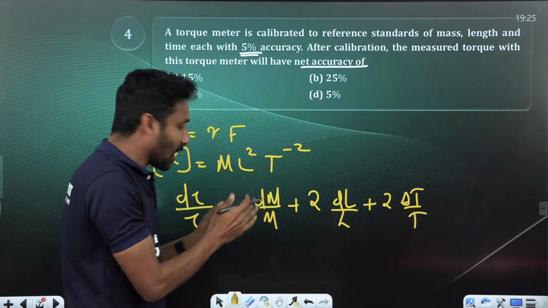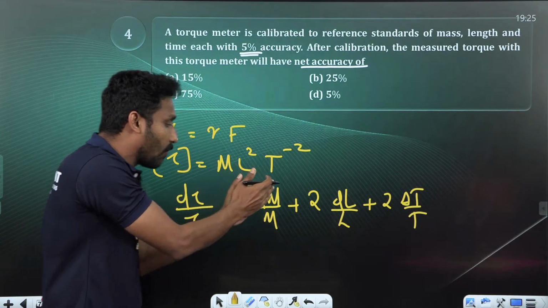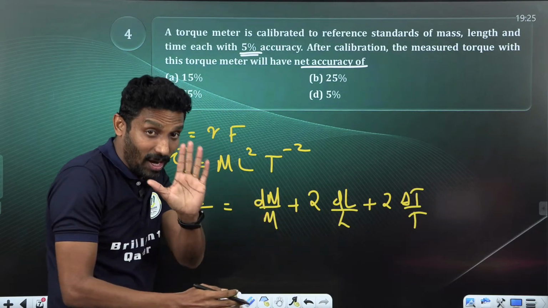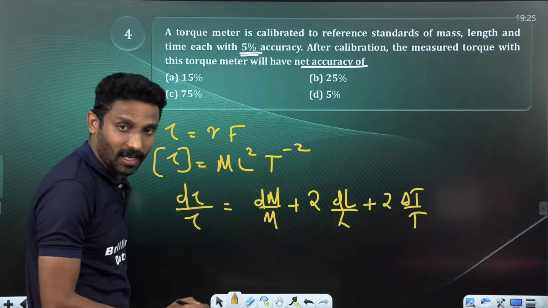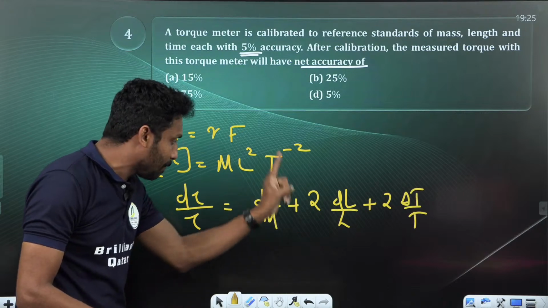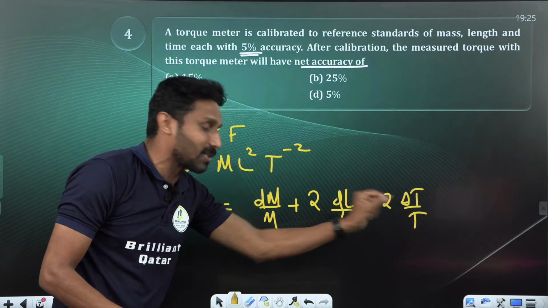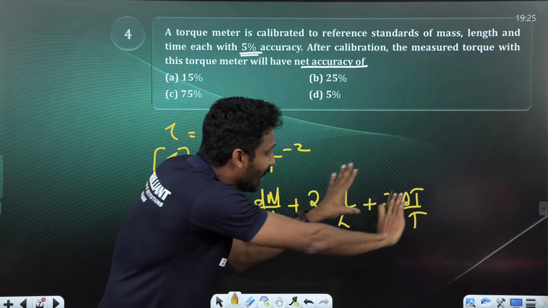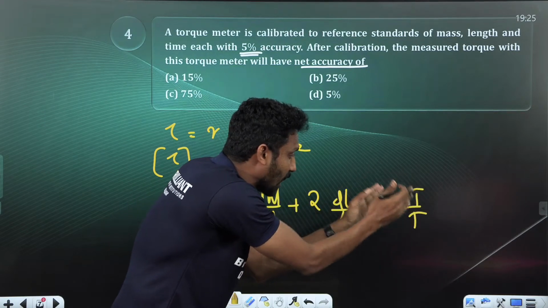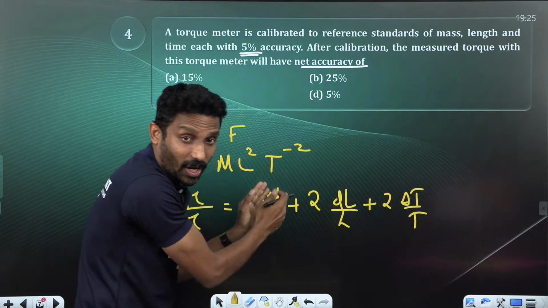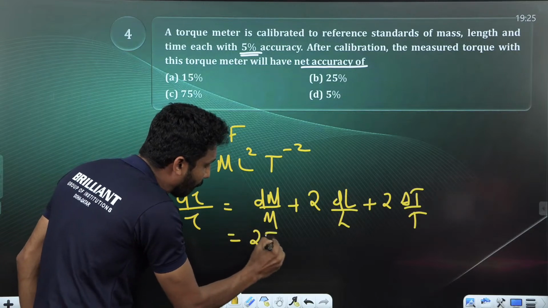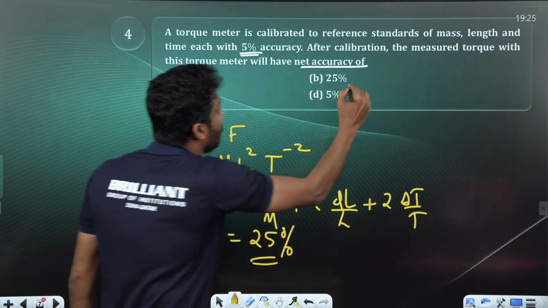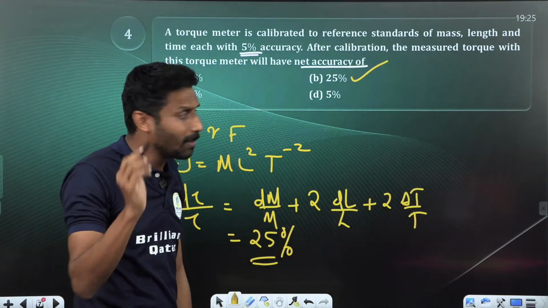Clear? Now we multiply this by 100. Here also we multiply by 100. dm by m into 100 is 5%, as given in the question. 5% plus 10% plus 10%. All these quantities have an error of 5%, so 10 plus 10 plus 5 is equal to 25%, the maximum possible error in the torque. You understood? The answer is 25. Very simple question.